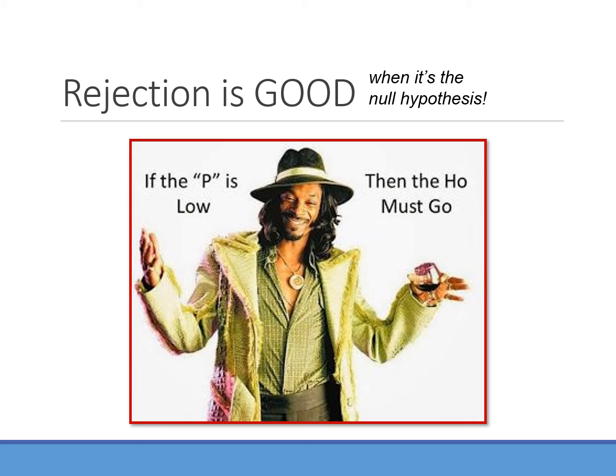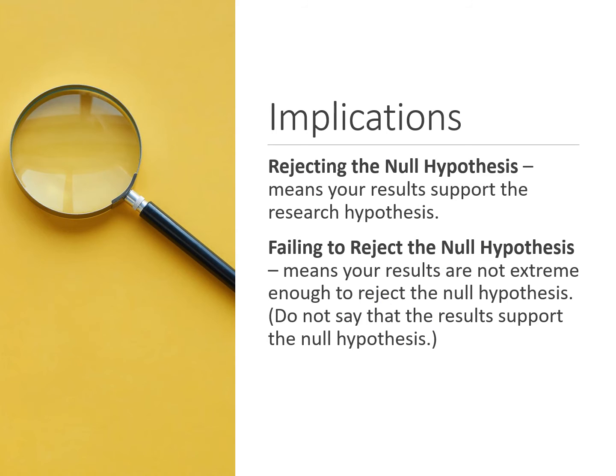Okay, so we reject our null hypothesis. Yay. All right, what does that mean? The implications. When you reject your null hypothesis, it means your results support your research hypothesis. It doesn't mean that you have proven your research hypothesis, okay? It just means that your results support your research hypothesis.